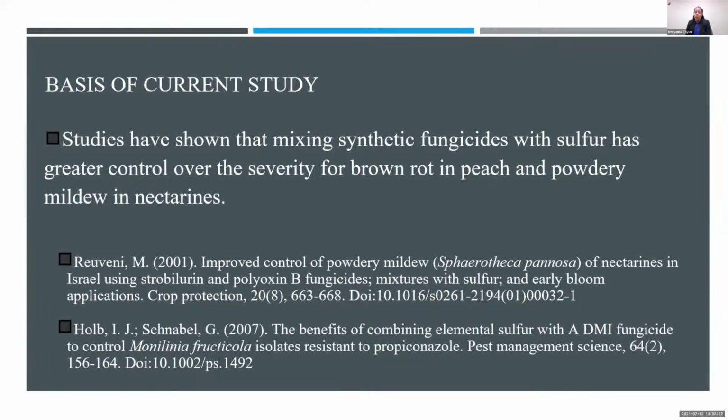In the next study, conducted by Holman and Schnabel, they studied the effect of sulfur-propiconazole mixtures on brown rot of peach in orchards of the southeastern United States. The results showed that the sulfur mixtures provided the best control for propiconazole-resistant isolates. The results also suggested that the addition of elemental sulfur to a DMI is a relatively inexpensive means to improve brown rot control.